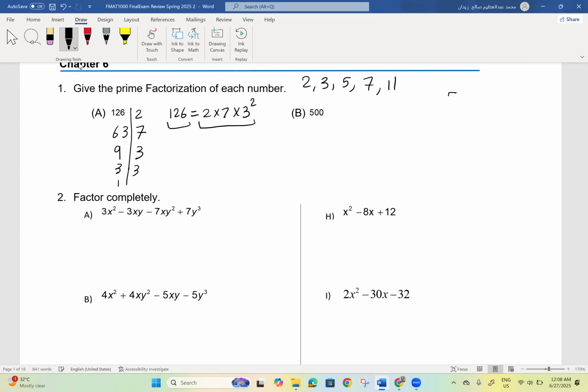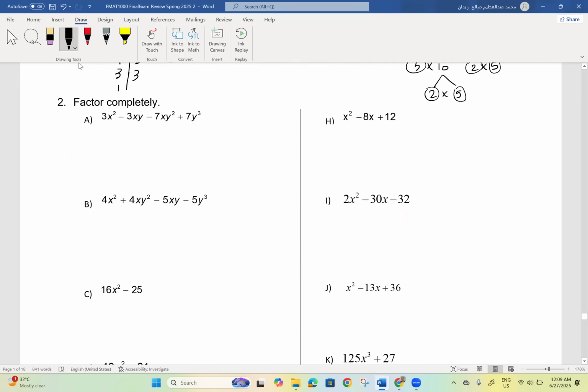For 500, you can use a factor tree. You can split 500 into 50 times 10, and then the 50 is 5 times 10, and the 10 is simply 2 times 5. Just circle the prime numbers. So the circled numbers now are the prime factorization of the number 500. You have two 2s and three 5s. So 2 squared times 5 to the power of 3.